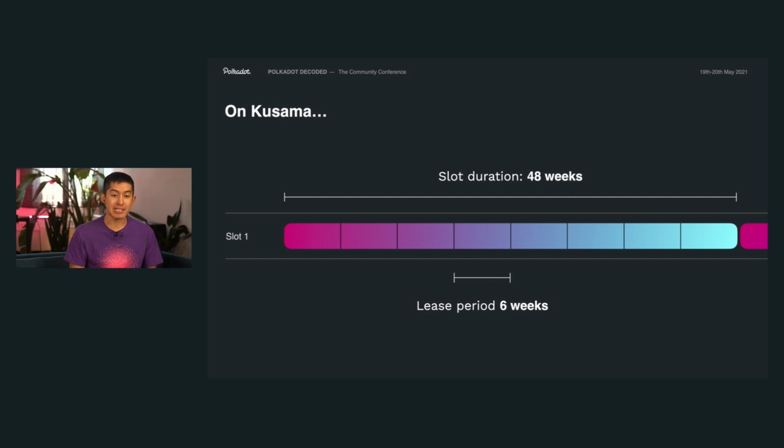On Kusama, this is going to be a little bit shorter. The slot duration here is only 48 weeks, which is approximately 1 year. And the lease periods are only 6 weeks long. Of course, we do this a little bit faster on Kusama because it's a canary network for Polkadot. And so we want to see all of these state transitions of parachains happening more quickly, to make sure that everything's running smoothly and that we're getting what we expect.